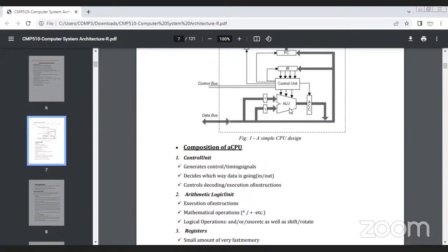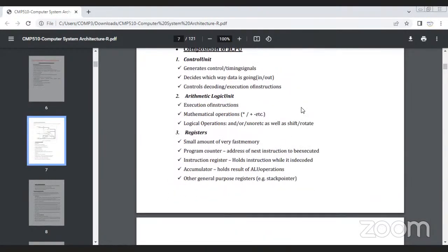Actually performs the execution of instructions, which performs the mathematical operations and logical operations. And the third part is the registers. Registers are used to hold information; a register is nothing but a small amount of fast memory. In that, the program counter is used to store the address of the next instruction to be executed.